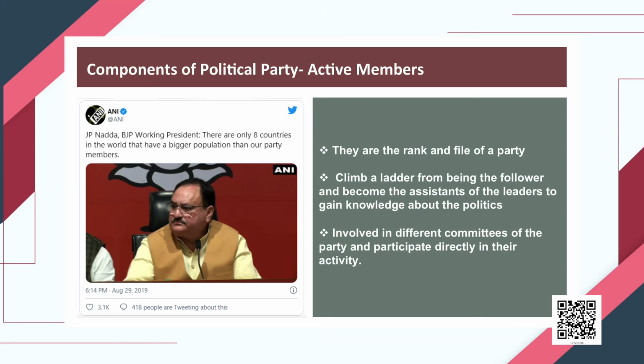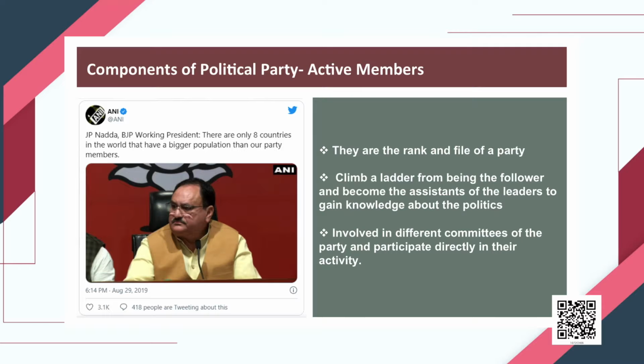A political party has three components: the leader, active members, and the followers. A political leader is first and foremost the most important component of a political party. The second component of a political party is its active members. They are the rank and file of a party. They mobilize people and opinion, and serve as a link between the party followers and the leaders.